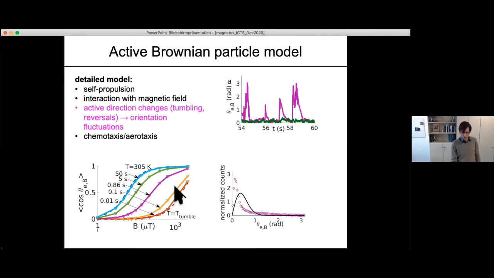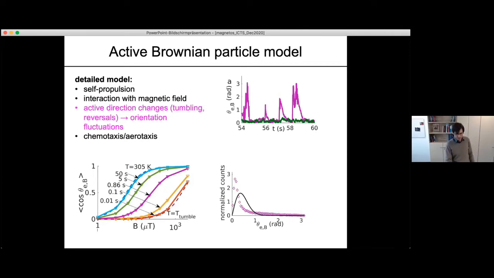That's shown down here, where you see that once you change the times between the tumbles, you get different Langevin curves that look like there was a different temperature, but in reality, it's just that these tumble events have different frequencies.